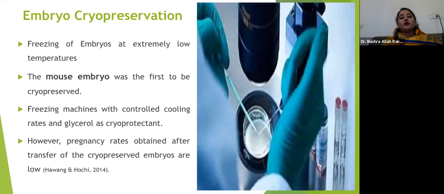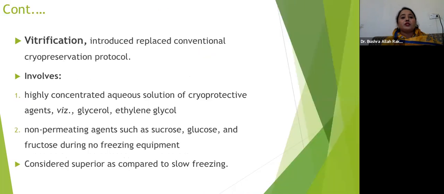Then one of the very important procedures is called embryo cryopreservation. It is the freezing of embryos at extremely low temperature, like in liquid nitrogen or even at minus 80 in a freezer. The mouse embryo was the first to be cryopreserved. Freezing machines with controlled cooling rates and various cryoprotectants can be utilized, and pregnancy can be achieved through this technique. And one of the most important is vitrification.